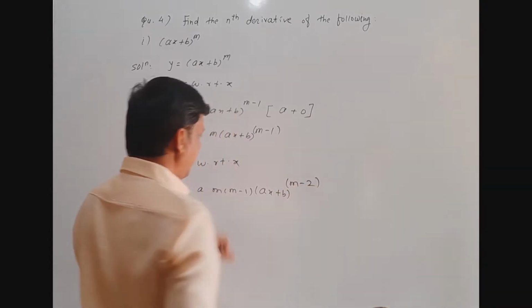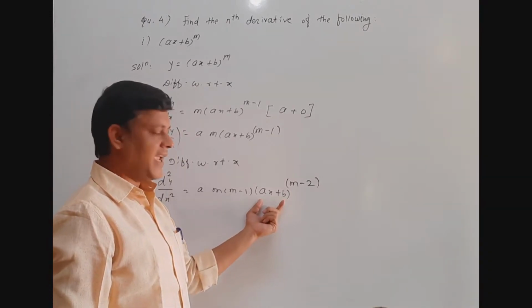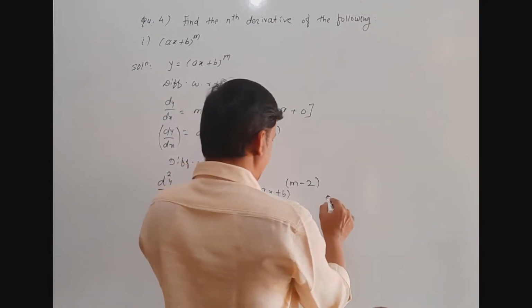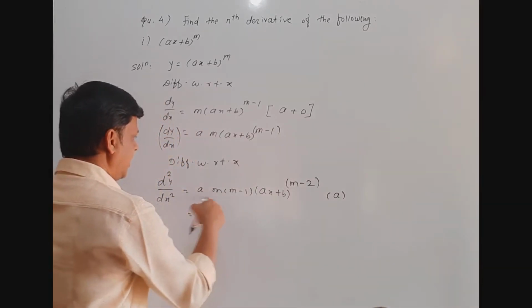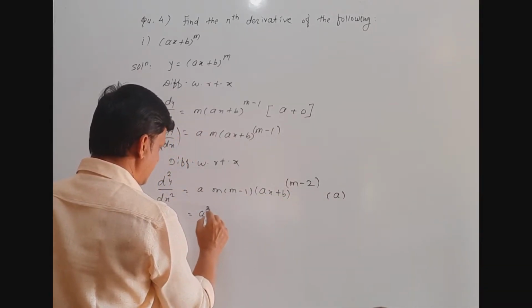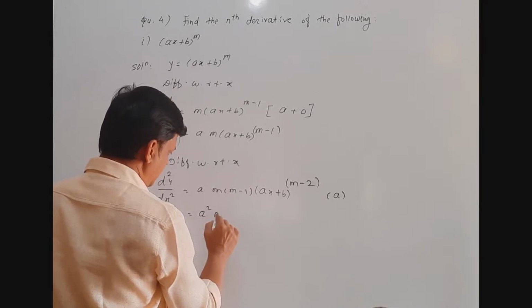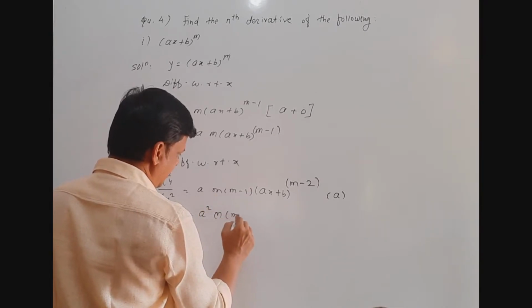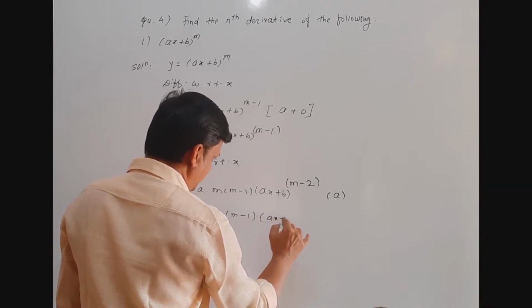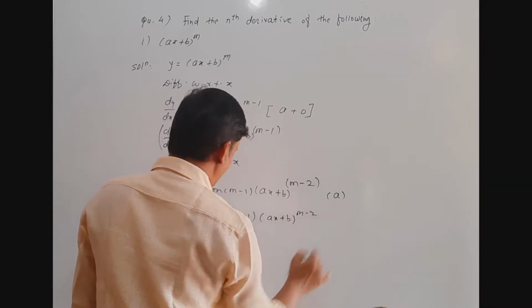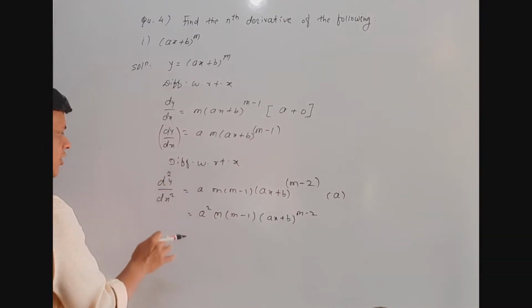Then we have to find derivative of this ax plus b. So derivative of ax plus b, we get a. So we write here a into a, which is a square. So a square, m as it is, m minus 1 into (ax + b) raised to the power m minus 2. This is second order derivative.